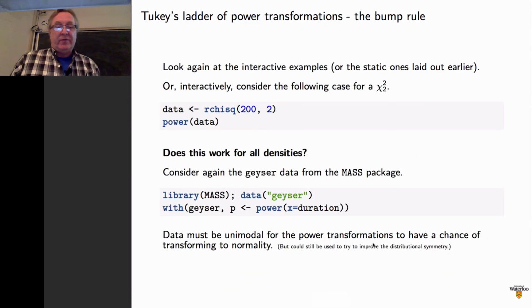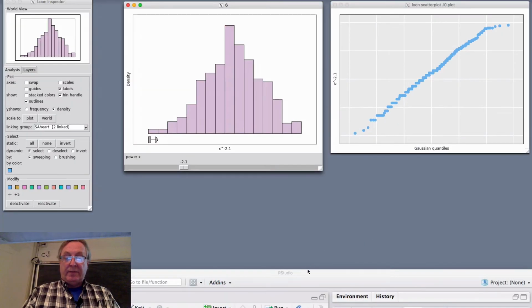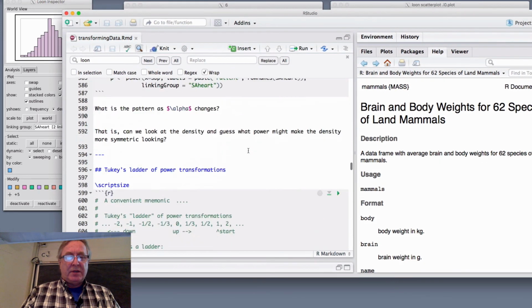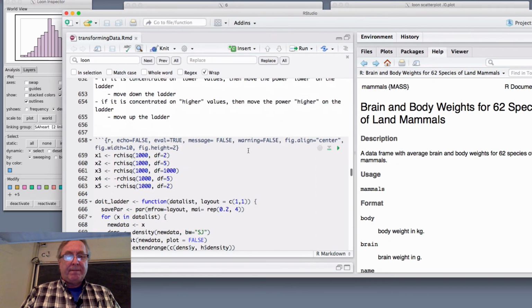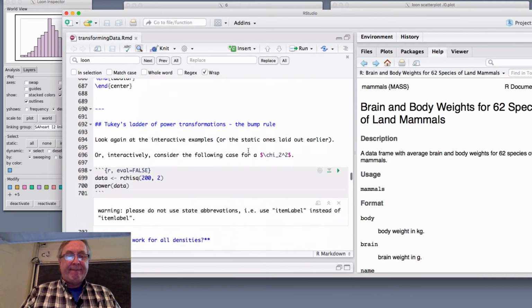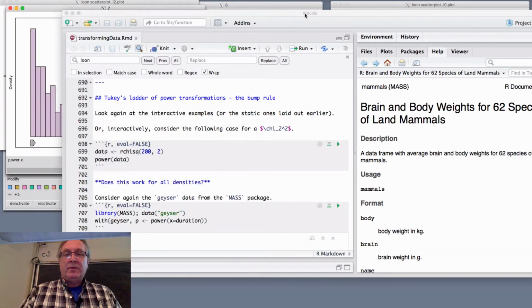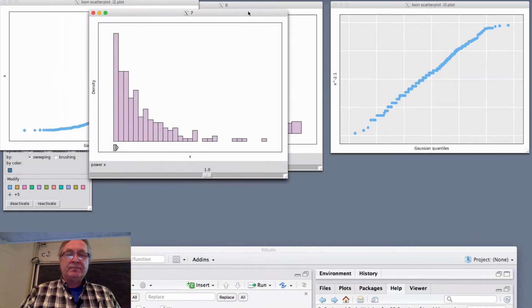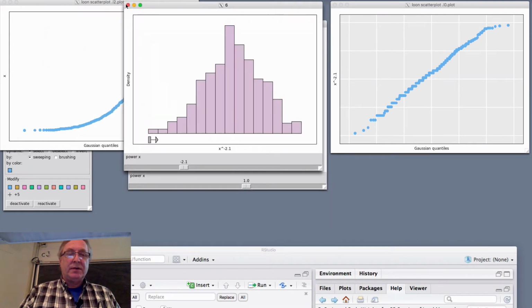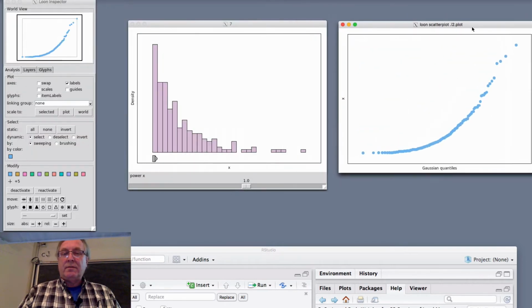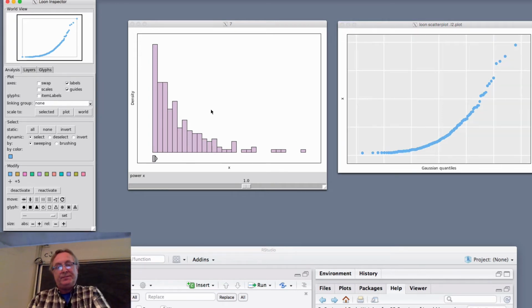So just look at this again for a couple of other examples. One where we know the distribution itself, a chi-squared. Hopefully get the right chunk here. Right, so here's a chi-squared with 200 observations. Let's just get rid of these old guys. And the Gaussian QQ plot. You can see the values.